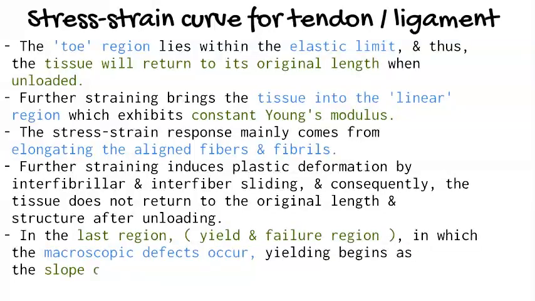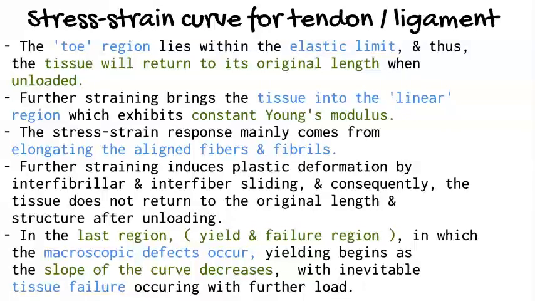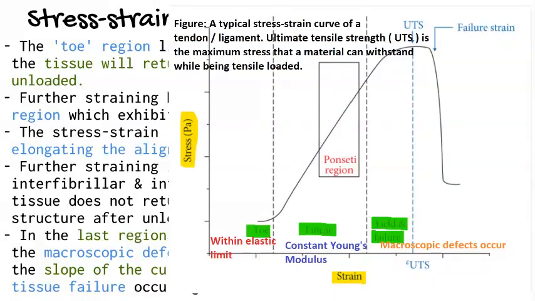In the last region, the yield and failure region, in which the macroscopic defects occur, yielding begins as the slope of the curve decreases, with inevitable tissue failure occurring with further load. Again, this figure shows the typical stress-strain curve of a tendon or ligament, and regarding the toe region, the linear region, and the yield and failure region.